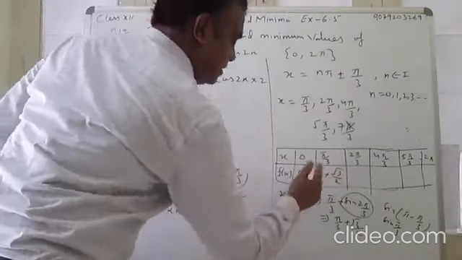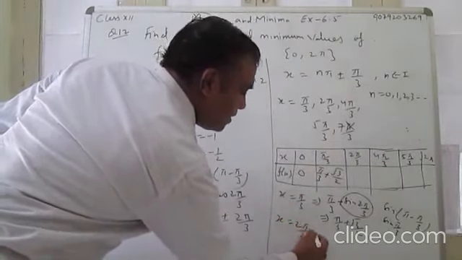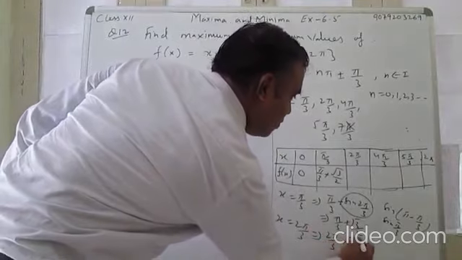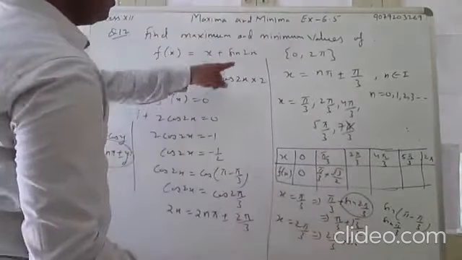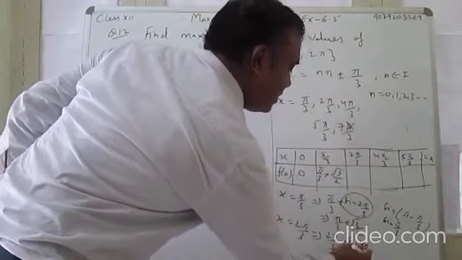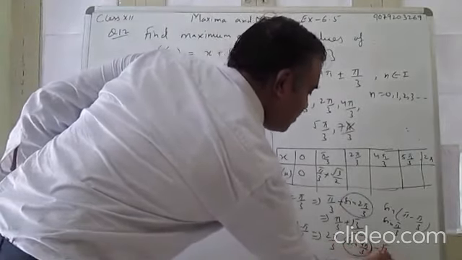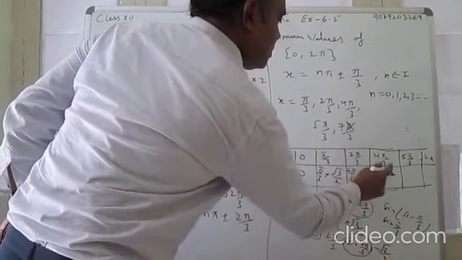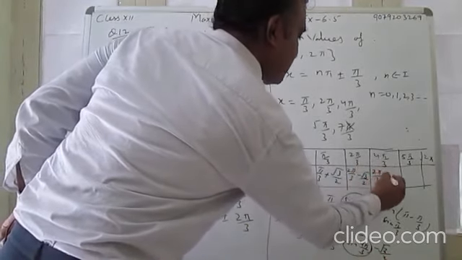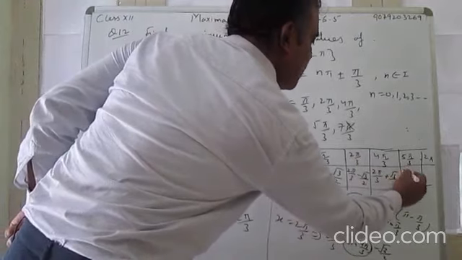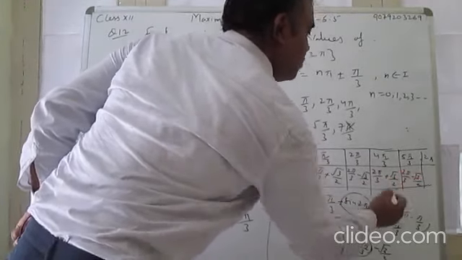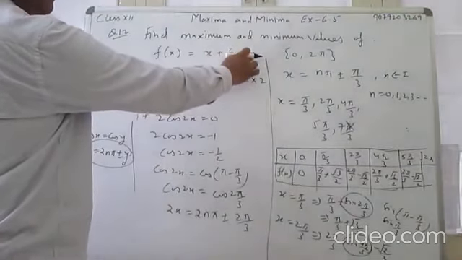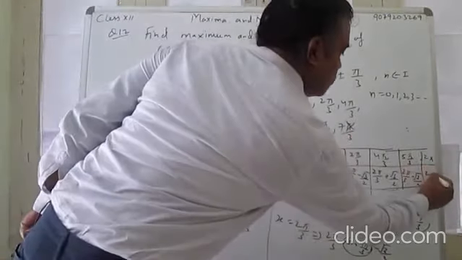At x = 2π/3, the value becomes 2π/3 + sin 4π/3, whose value is -√3/2. So it becomes 2π/3 - √3/2. Similarly, you will get 4π/3 + √3/2 and 5π/3 - √3/2, and at 2π, sin 4π is 0, so it becomes 2π.